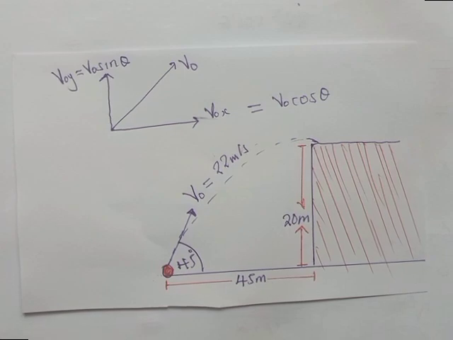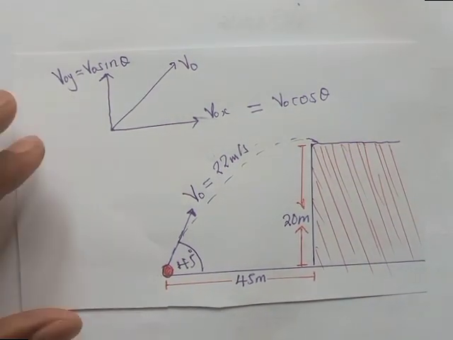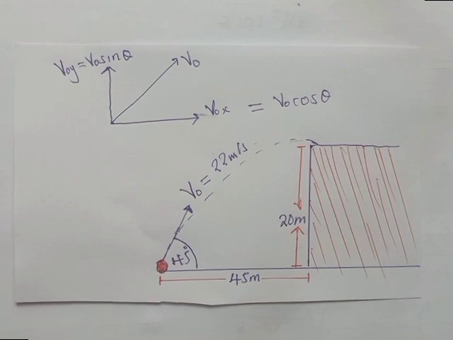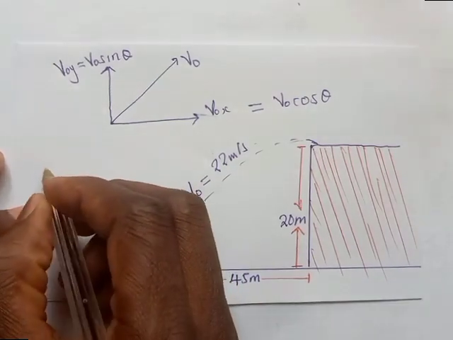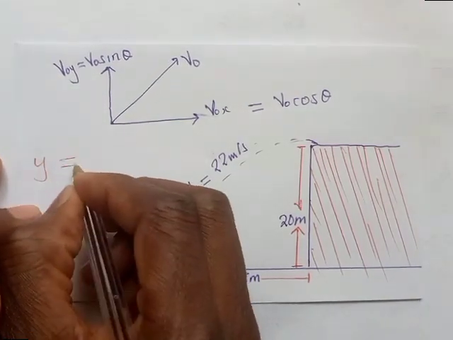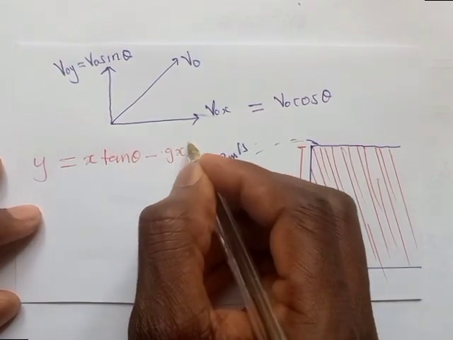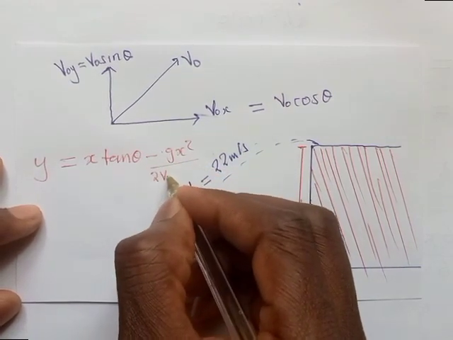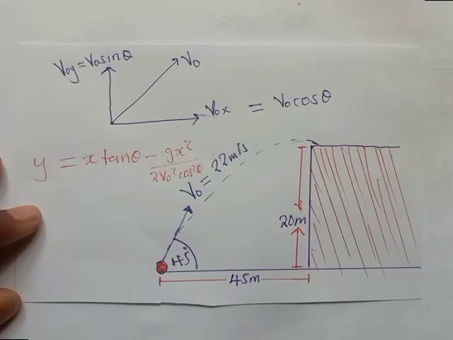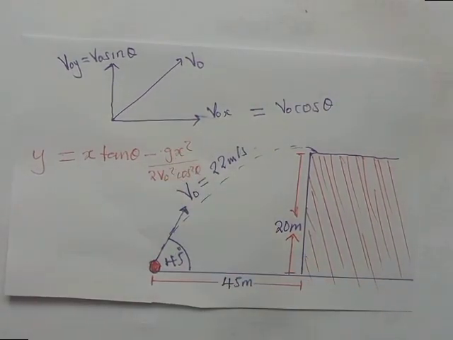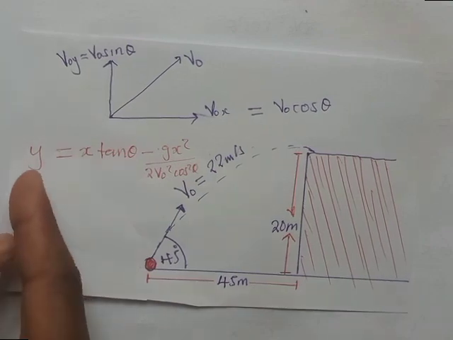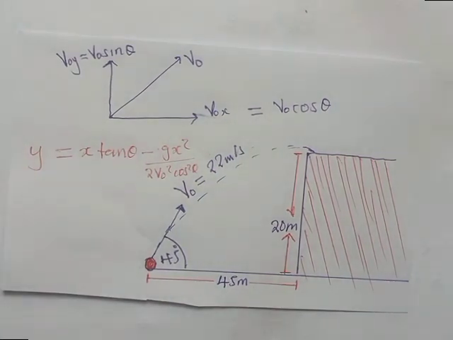So long as you see such a question where it is not making a symmetrical shape, the best way is to use a trajectory equation. If I'm to use a trajectory equation, I'll say y equals x tan theta minus g x square over 2 v initial square cos square theta. Whenever you use this expression, it means you need to find the height to which the ball is going to go. So on this question, I'll use the trajectory equation by finding the value of y.